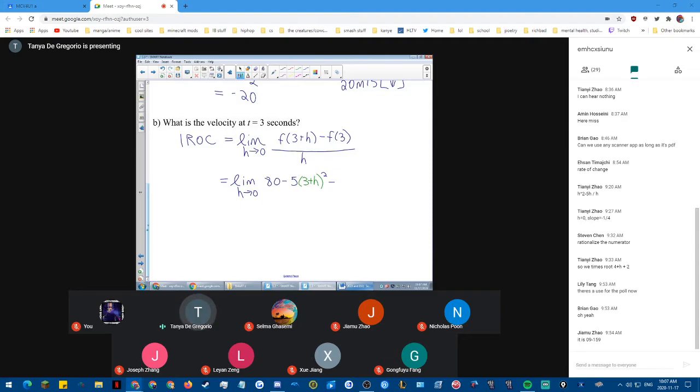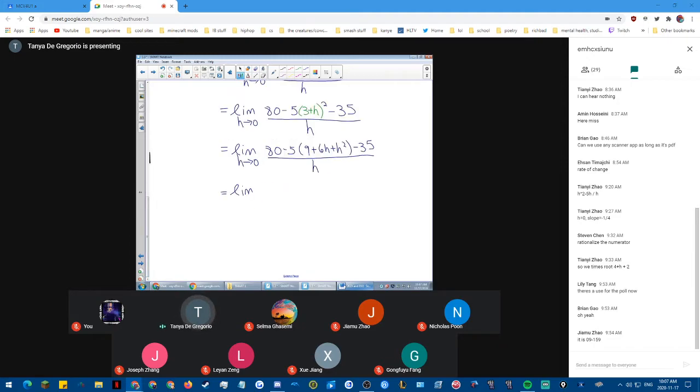And then f at 3. We've already found f at 3. What was f at 3? We found it in the first example. 35. Okay, we need to expand here. 9 plus 6h plus h squared. Now we need to clean it up. Notice I'm writing my limit every single time.